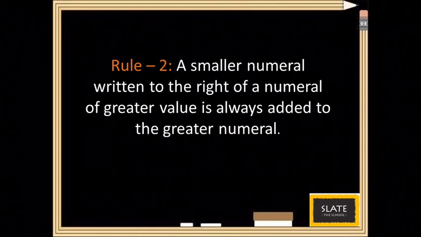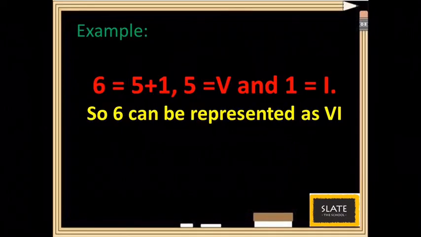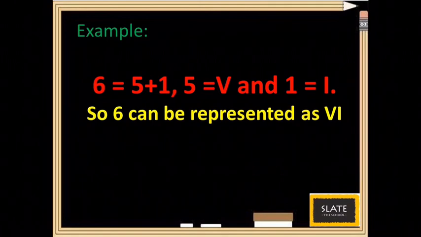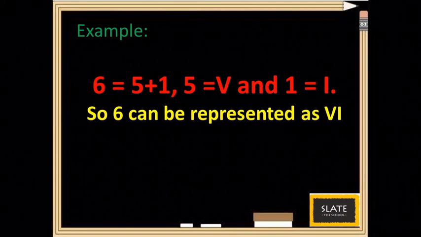Now comes rule 2. A smaller numeral written to the right of a numeral of greater value is always added to the greater numeral. For example, if I have to represent number 6, I can do it as 6 is equal to 5 plus 1. 5 is equal to V and 1 is equal to I. So 6 can be represented as VI.